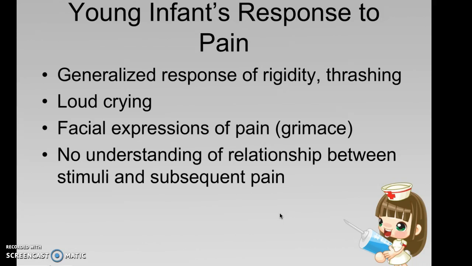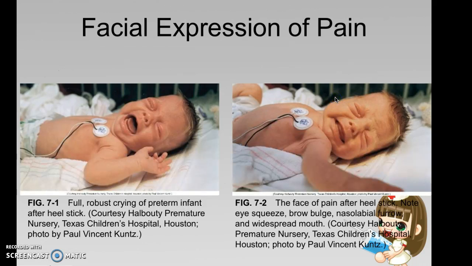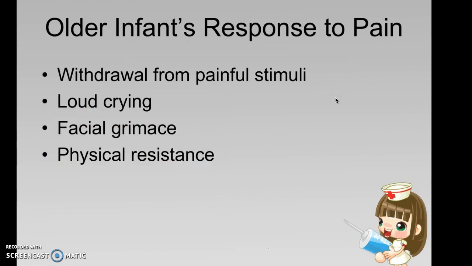Facial grimaces and things like that, also body language, rigidity, thrashing. Those can be indications of pain. It's an example of that sort of loud crying. Older infants, they may withdraw, so they may back away. They may try and get away from you. That physical resistance, they're going to push you away. They don't want you to touch them. They're hurting. They don't want you to come near them.